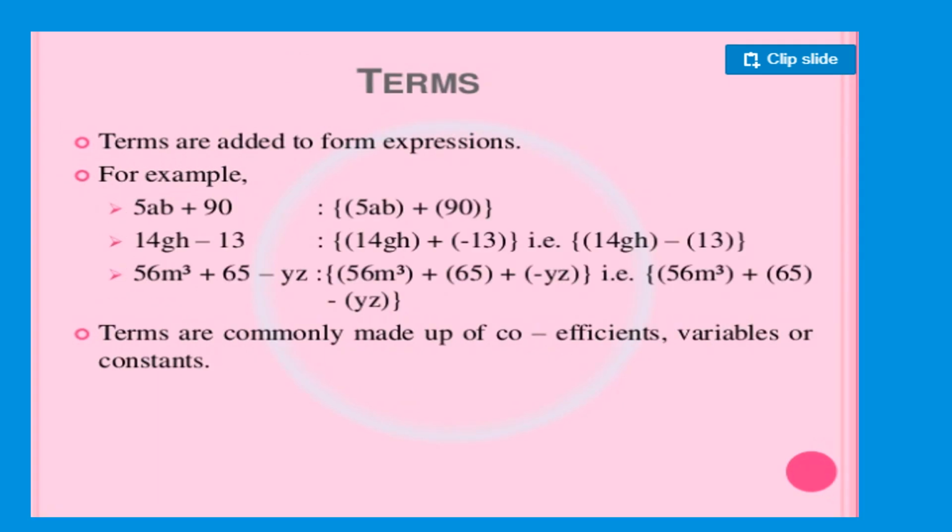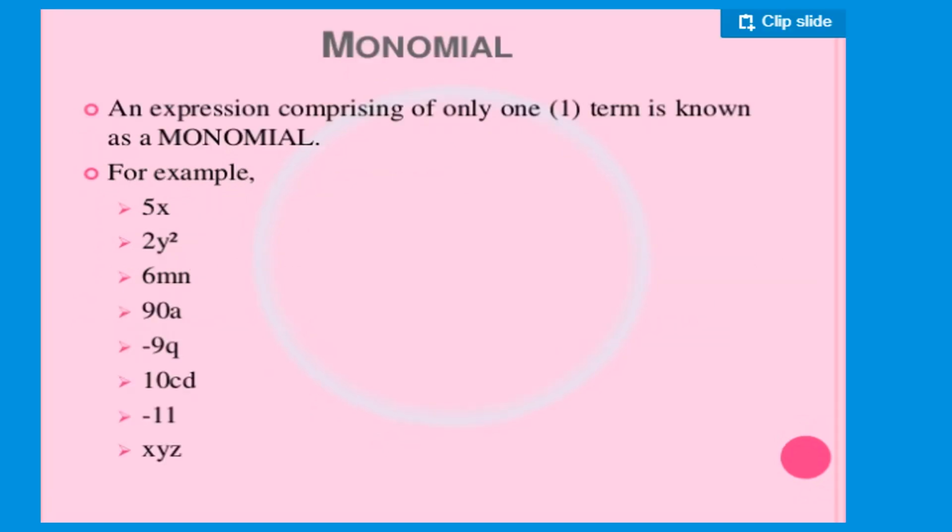Next, we shall go to the terms. Terms are added to form the expression. For example, 5ab plus 90. Here, the addition or the subtraction which joins the two expressions together creates a term. A term is made up of coefficients, variables and constants.